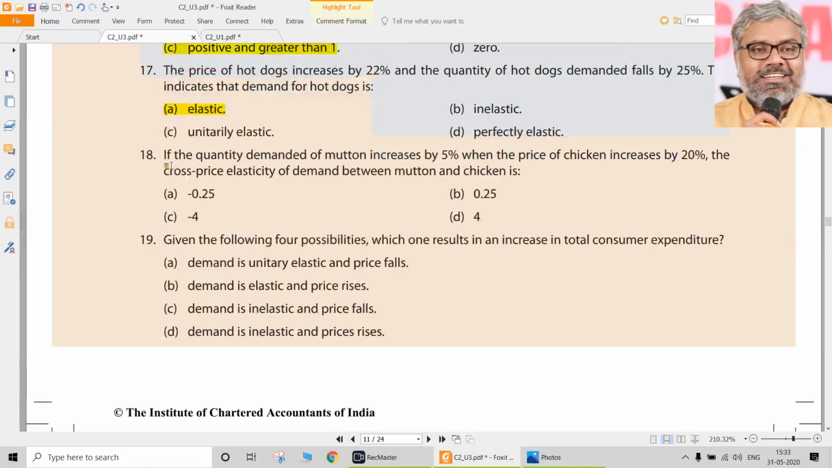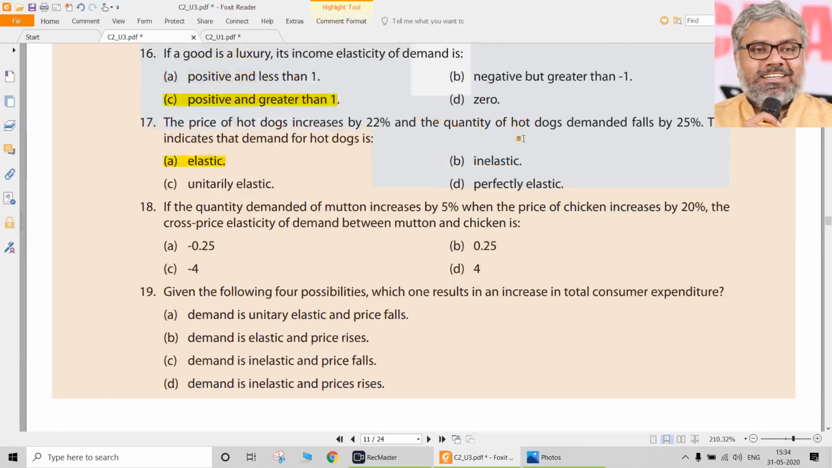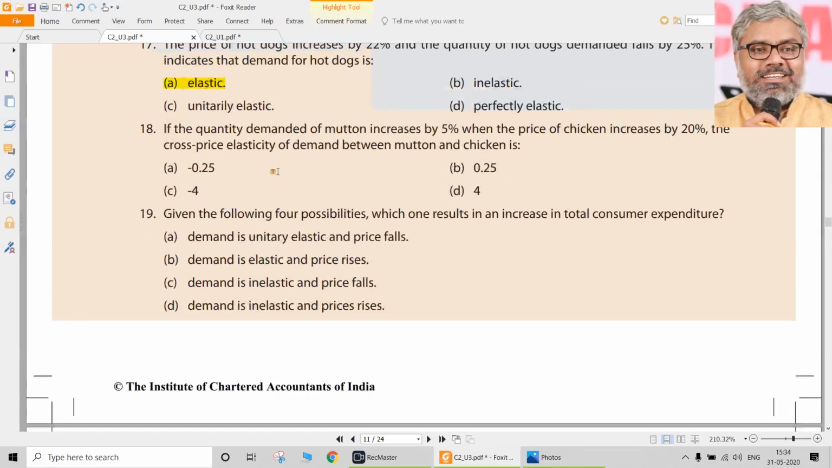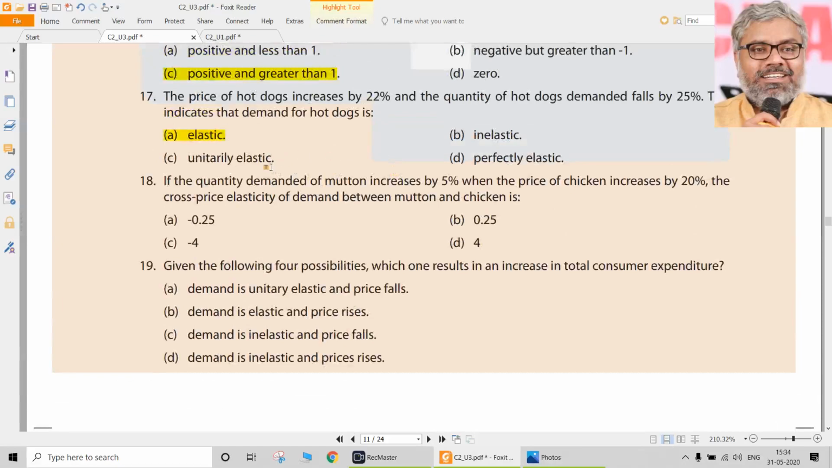Then question number 18. If the quantity demanded of mutton increases by 5% when the price of chicken increases by 20%, what is the cross price elasticity of demand between mutton and chicken? See, forget about mutton, chicken and all that. You don't need to worry about the names. Hot dogs, all these things, are not required. Mostly these would be examples copied from international books, so they kept it like that. The interest should not be on the commodity. It could be any commodity, X, Y, A, B, any names. Names do not matter much here.